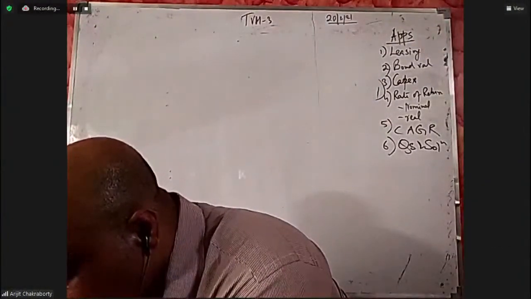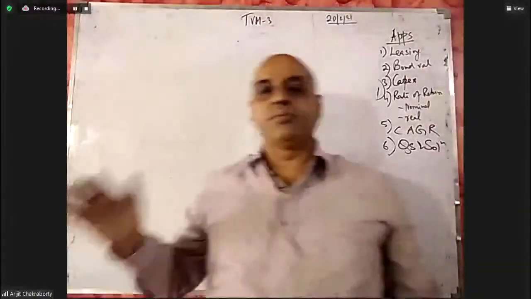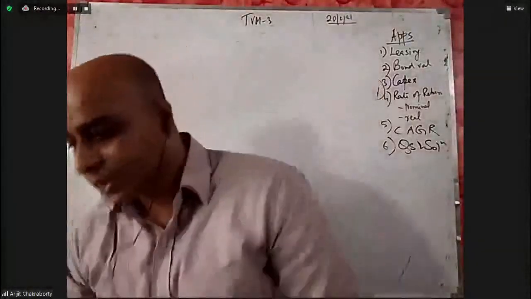Okay, Muskan, the rule of 72, 114 and 144 is applicable for compound interest.